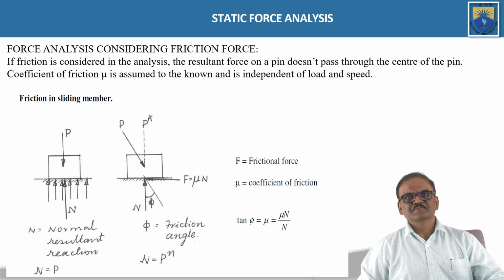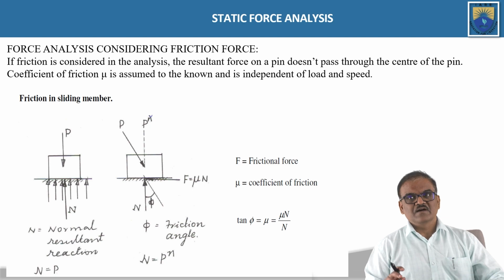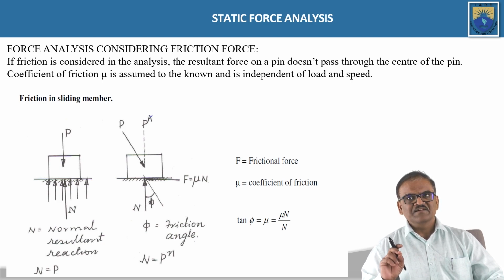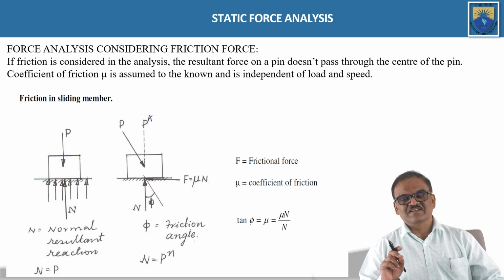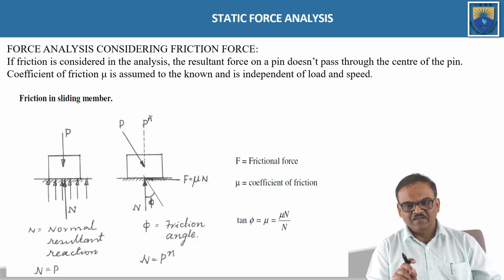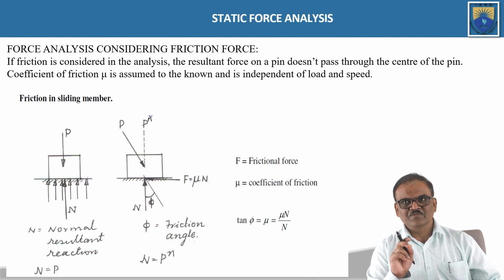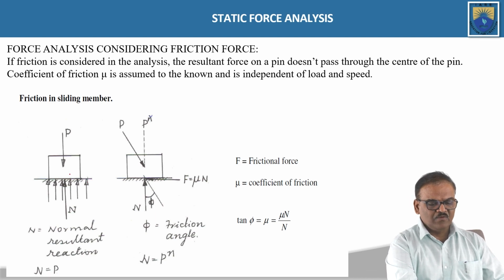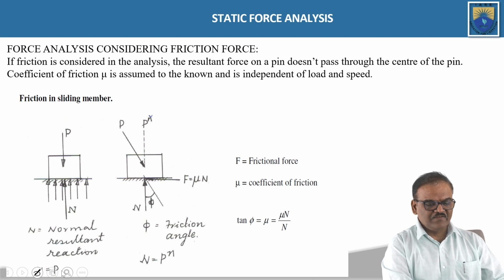Then we will go for, normally, the static force analysis we have considered so far, not considering the friction. Now force analysis considering the friction force. If friction is considered in the analysis, the resultant force on a pin does not pass through the center of the pin. In the earlier class we discussed that the force will pass through the center of a pin. When the friction between any two links is considered, it will not pass through the center of the pin. Therefore, the coefficient of friction mu is assumed to be known and it is independent of the load and speed. Then what is the coefficient of friction? Here if you see, the load is applied, P, and normal reaction is N, where N is equal to P.